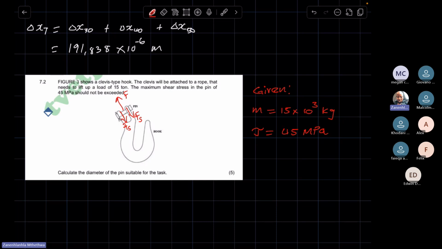Bearing that in mind, and that this remains in static equilibrium, it means that the forces going in this direction will be equal to the forces going in the opposite direction. Putting that mathematically, the tension on the rope will be equal to the shearing forces that we get in the opposite direction. We get two of them, so you get Fs plus Fs, which is equal to 2Fs. Are we together here?